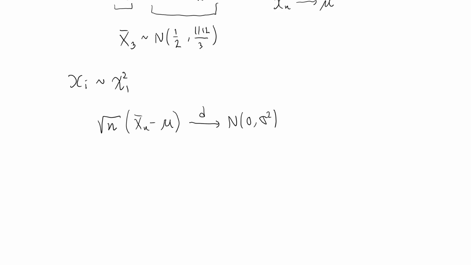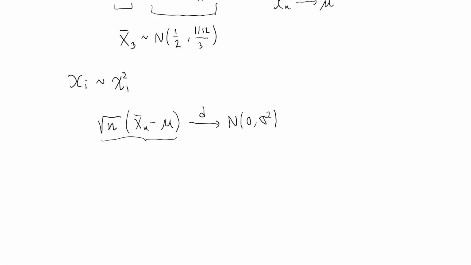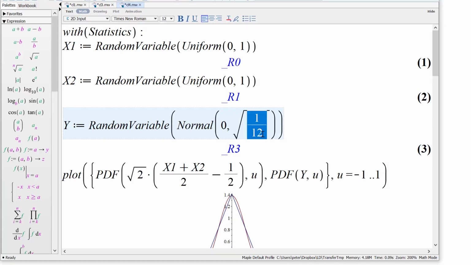So let's do a demonstration of this, where instead of looking at the PDF of the sample average, we look at the PDF of this whole thing, and we'll see that that is not going to go to a spike, it's not going to explode, it will converge to a nice normal distribution. So I return to the uniform random variable, to uniform 0, 1, and here is the normal 0, sigma square. That is, this is my y random variable. Remember, the variance of the uniform was 1 over 12. We need to put it inside square root sign because that's how Maple wants it.